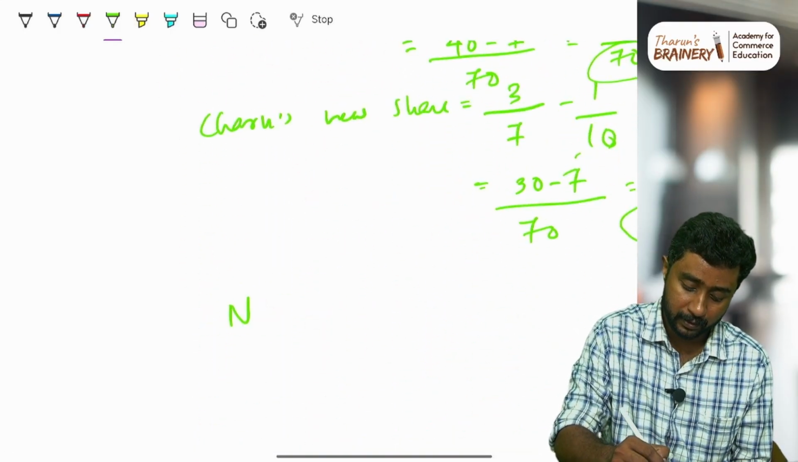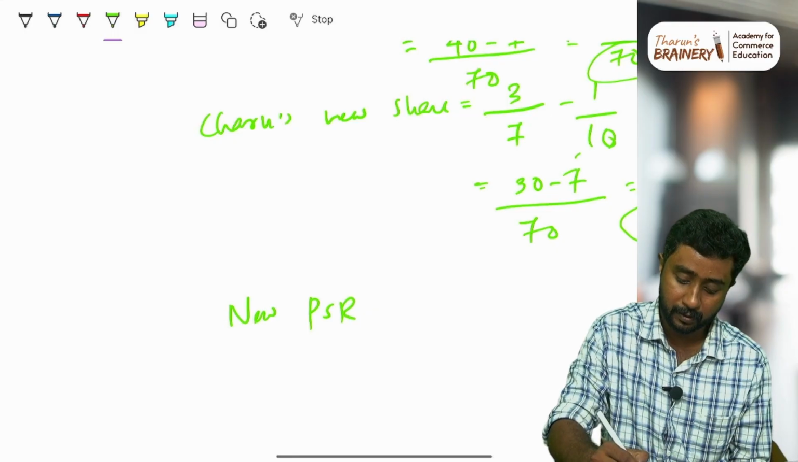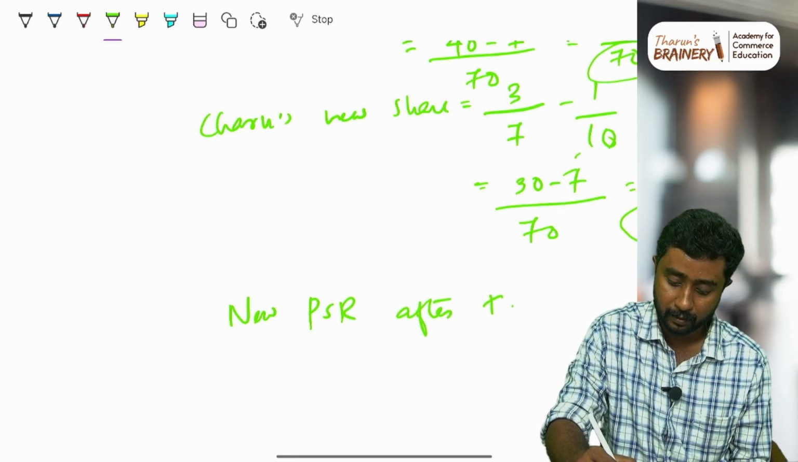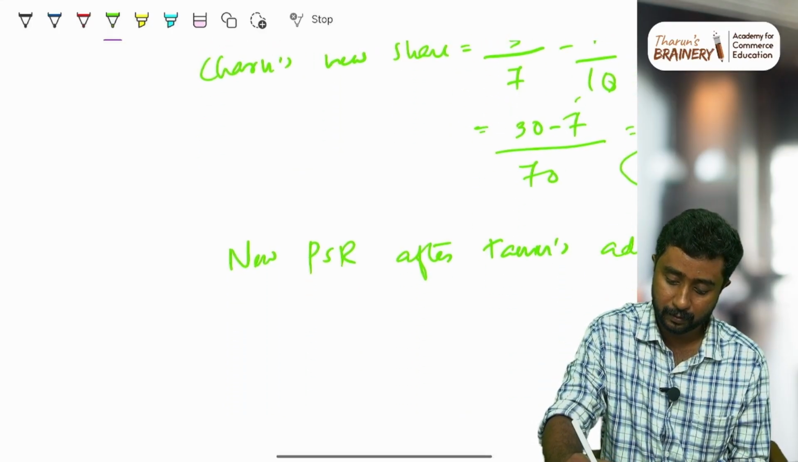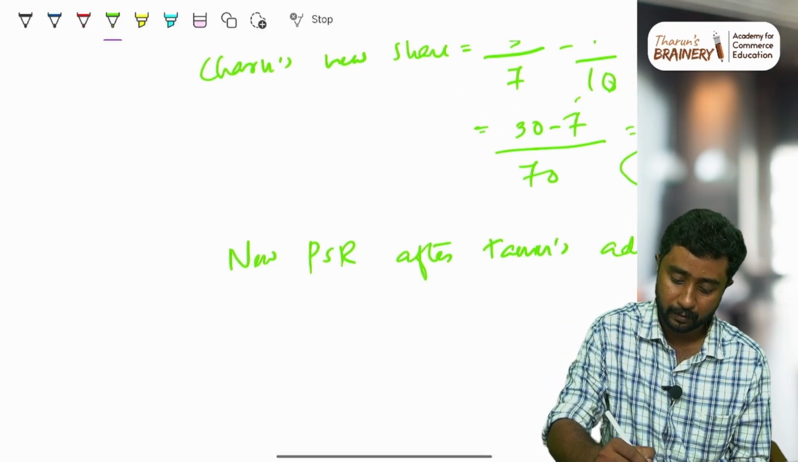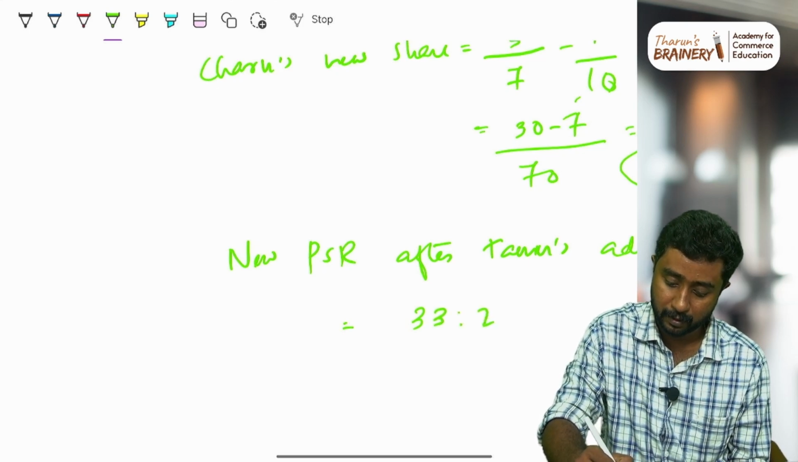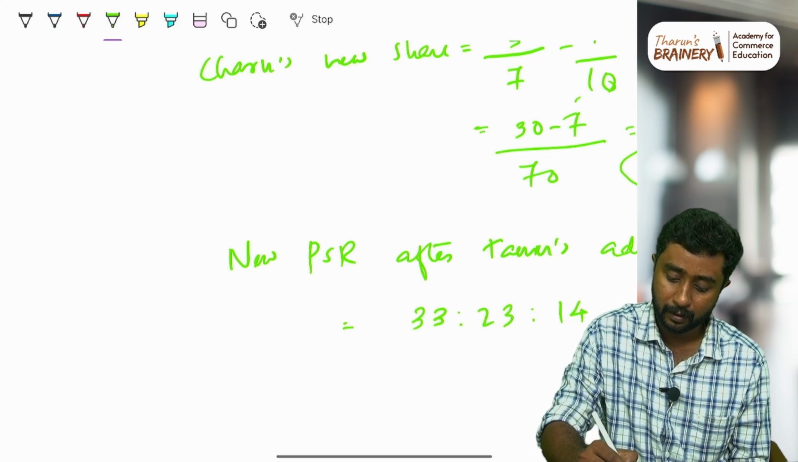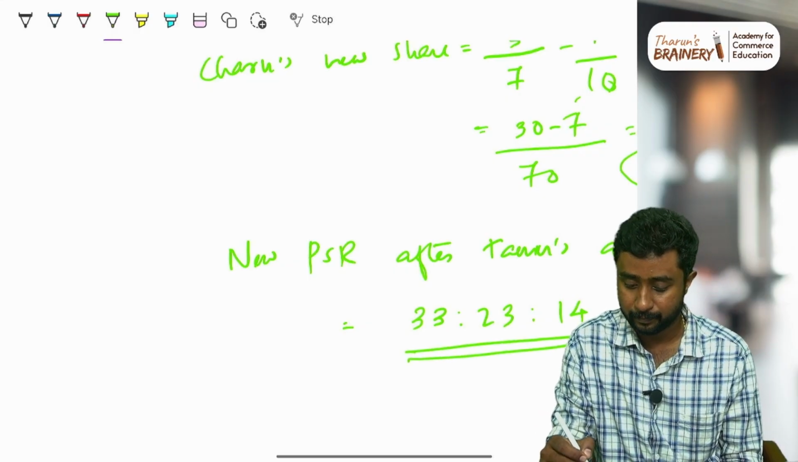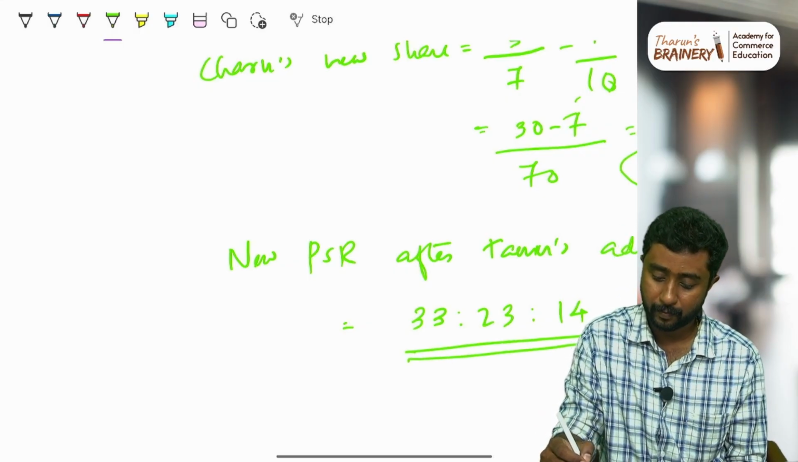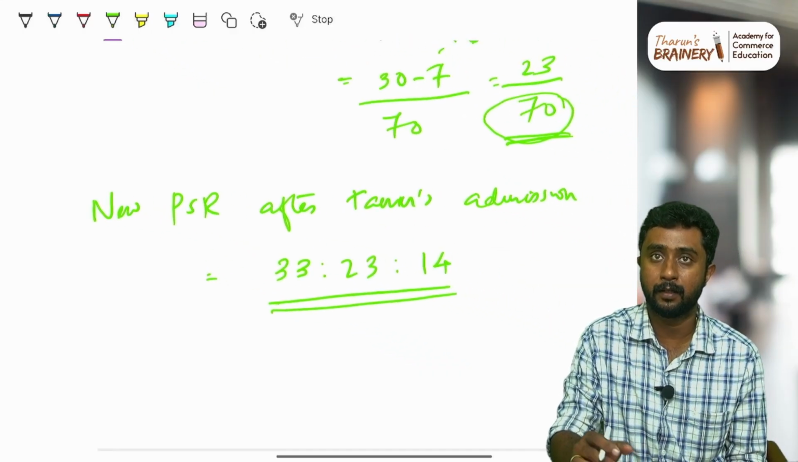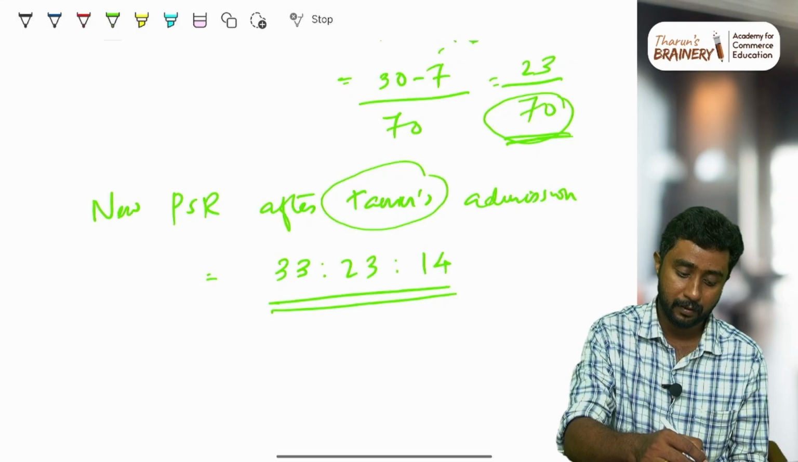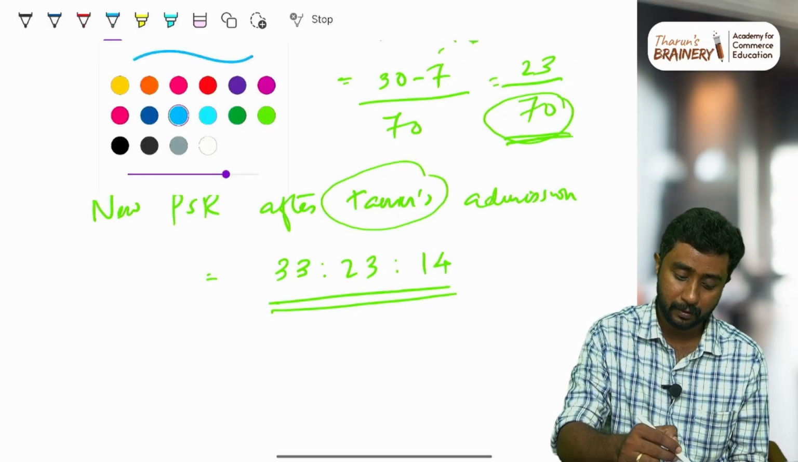So the new profit sharing ratio after Tanu's admission equals: first one 33, that is Sahil's share, Charu's share 23, and Tanu's share 14. Okay, this is the new ratio after Tanu's admission.